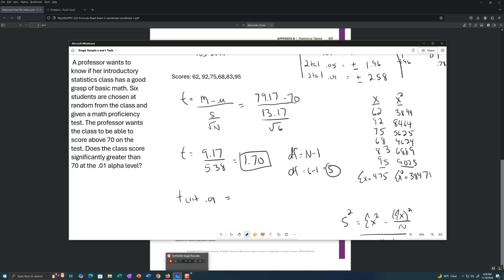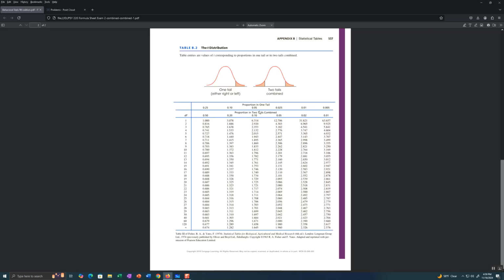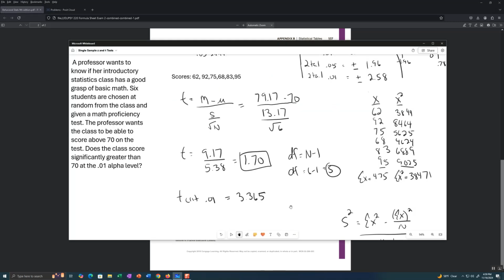So T crit is positive 3.365. Now we know it's positive because we're looking at greater. Greater means positive, right? Lesser would be negative for the critical value. We know it's one-tailed because I'm looking at a directional test because of greater. We know it's 0.01 and we get 3.365 because we find 0.01 one-tailed, we move down to 5. It's 3.365. That's a pretty steep critical value.